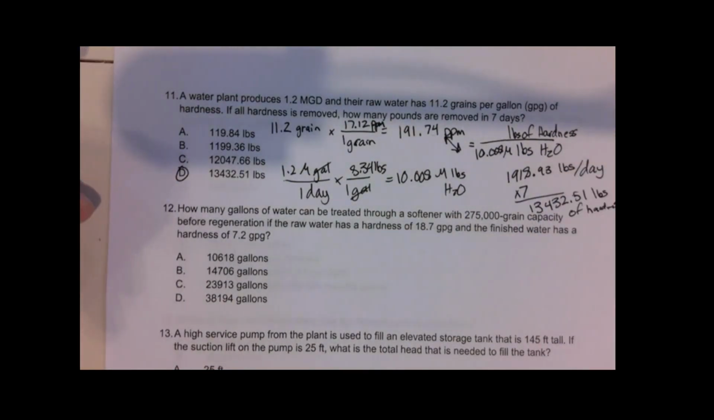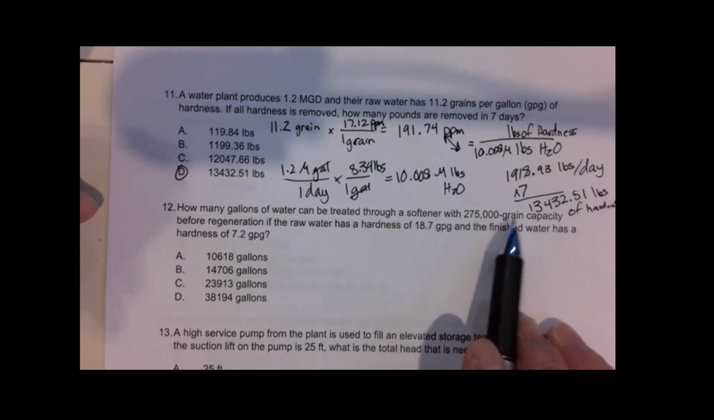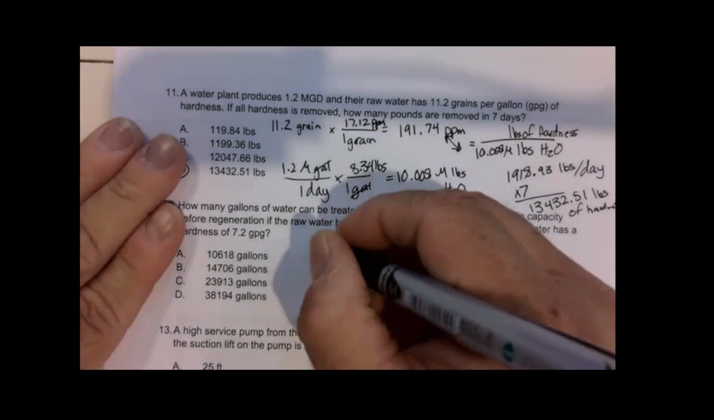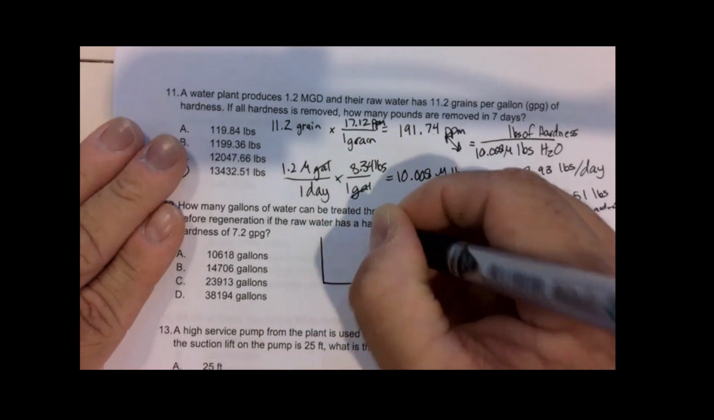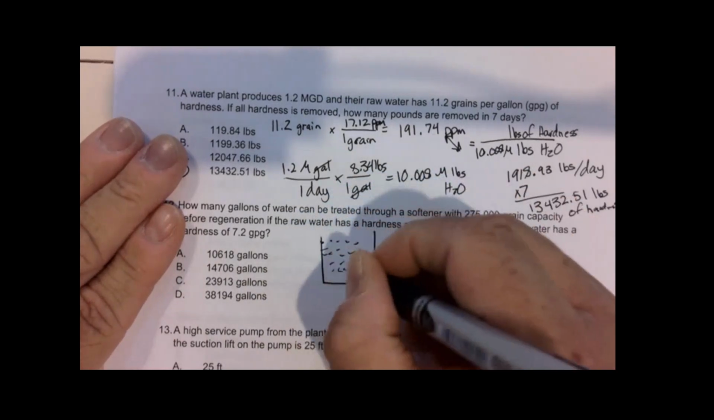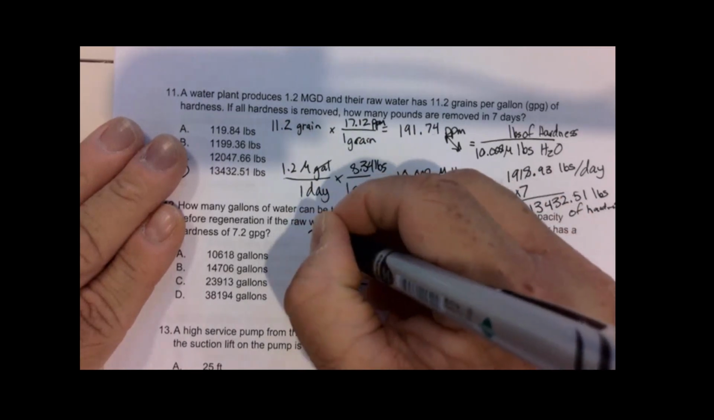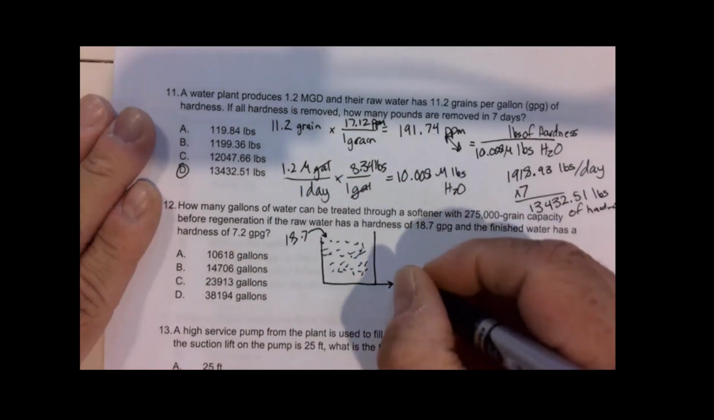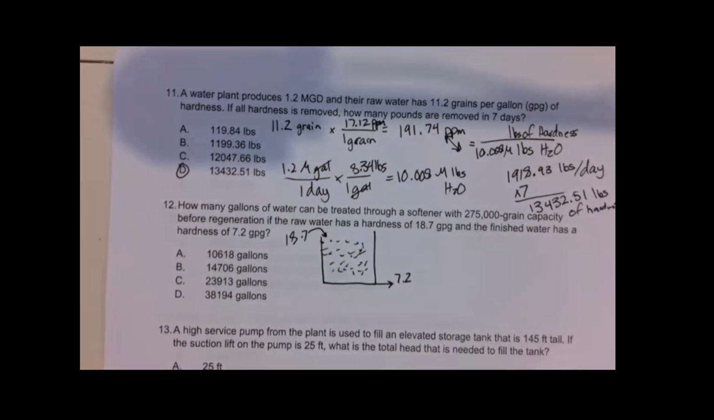All right. How many gallons of water can be treated through a softener that is 275,000 gallon grain capacity before the regeneration, if the raw water is 18.7 grains per gallon and the finished is this? So basically what it's saying is you have this big filter. It's full of stuff, kind of like an ion exchange softener at home. The water comes in here at 18.7 and it leaves out at 7.2.